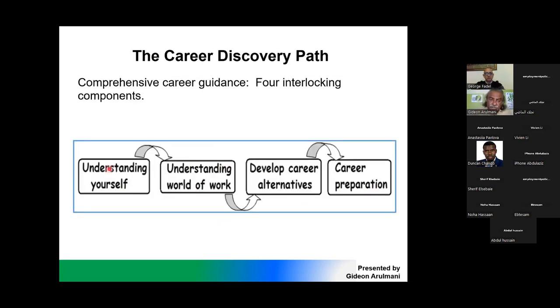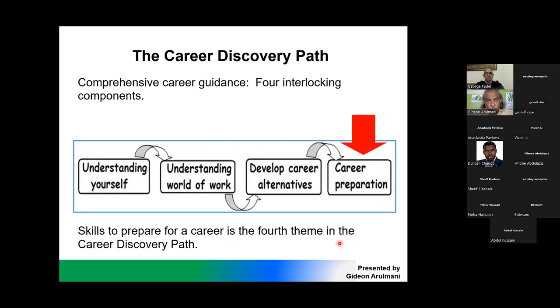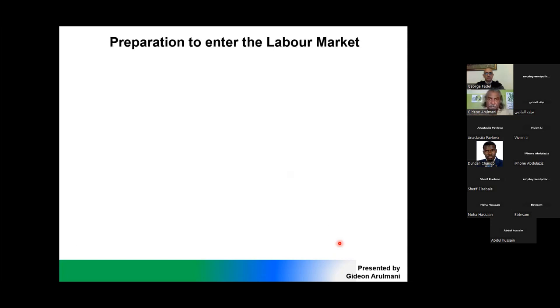So here is our 4-step framework. We've looked at understanding myself. We had 2 sessions on the world of work. Now we are going to go to the final section, which is career preparation. How do we prepare our clients, our students, to actually go out and get a job? So, preparation to enter the labor market.